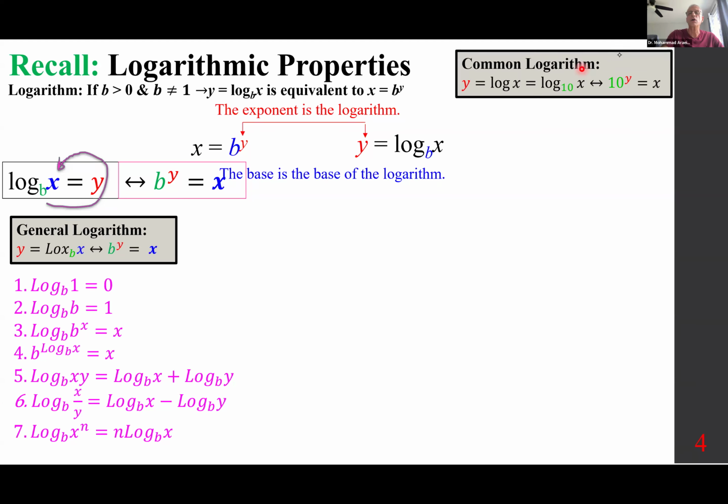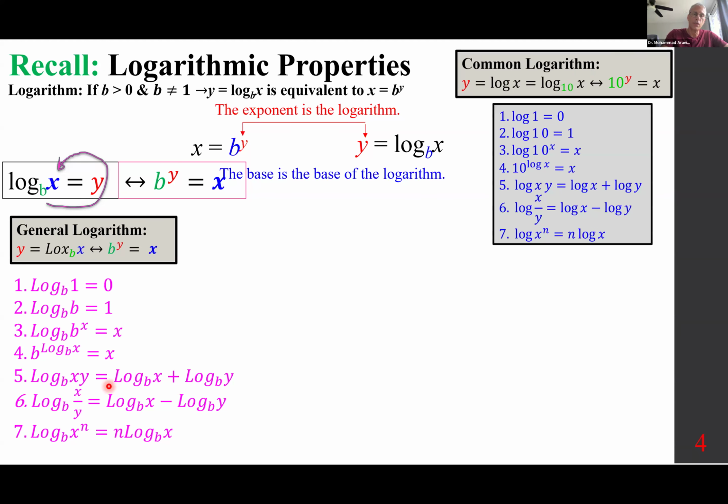Now we have a common log. Remember, in the case of a common log, the base is 10. So when we write log x with no base, that means the base is 10. We don't want to write the base 10, and that means 10 to the power of y equals x. And I hope you can see the transition from here to here. Log 1 is 0, log 10 becomes 1, log 10 to the power of x is x, and so on and so forth.